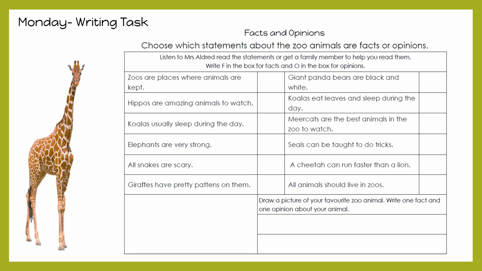Seals can be taught to do tricks. A cheetah can run faster than a lion. And the last one, all animals should live in the zoo.